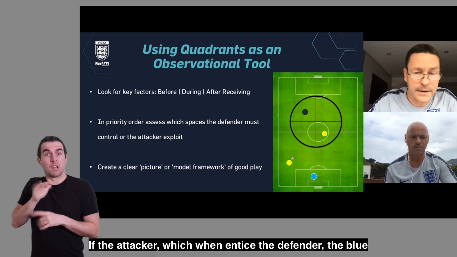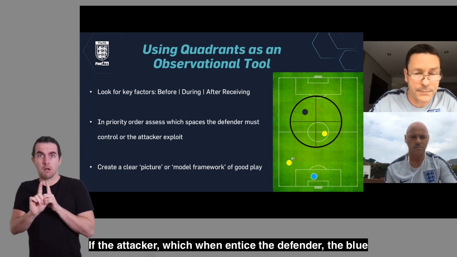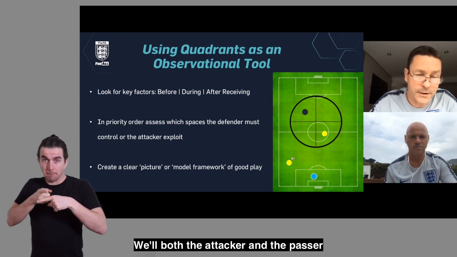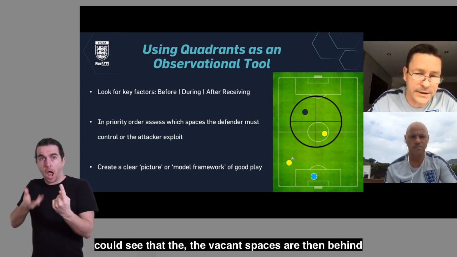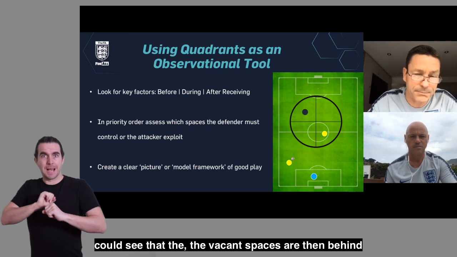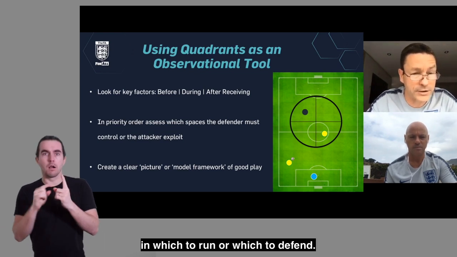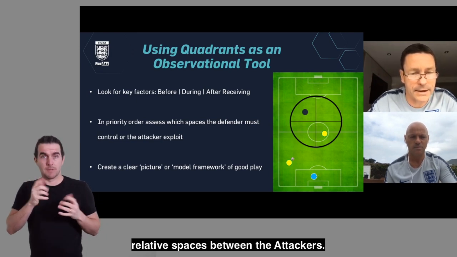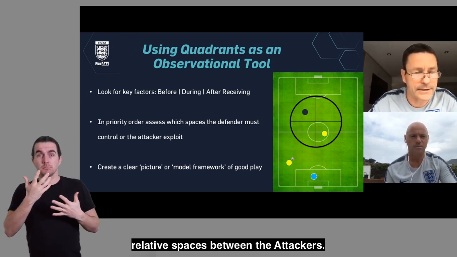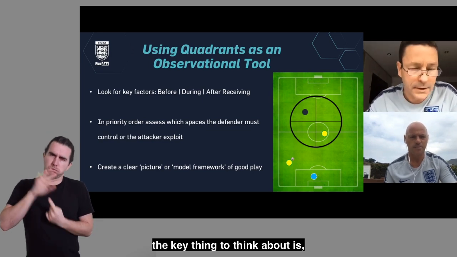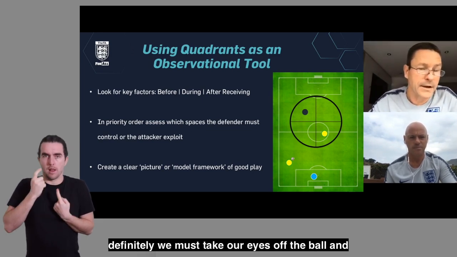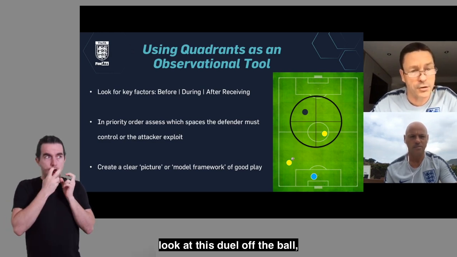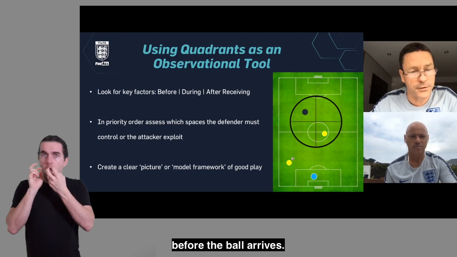If the attacker were to entice the defender, the blue, into the same quadrant in the bottom right-hand corner, both the attacker and the passer could see that the vacant spaces are then behind in which to run or which to defend. So that's the way that the Quadrant works in terms of looking at spaces and the relative spaces between the attackers. The key thing to think about is definitely we must take our eyes off the ball and look at this duel off the ball before the ball arrives.